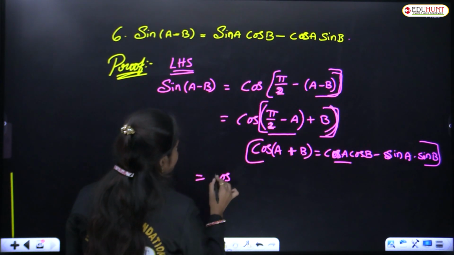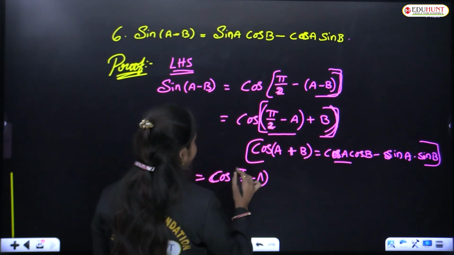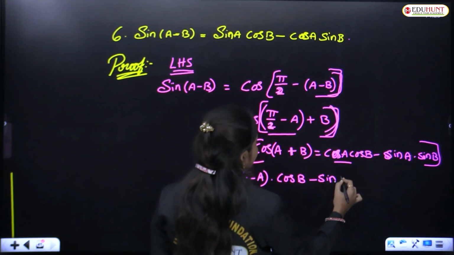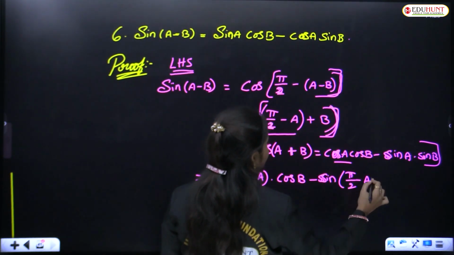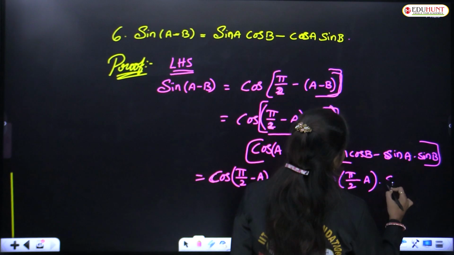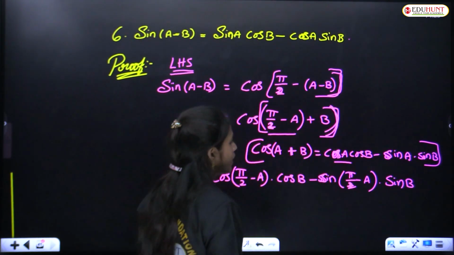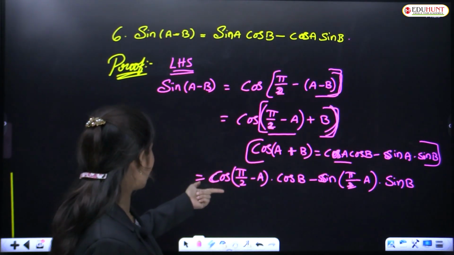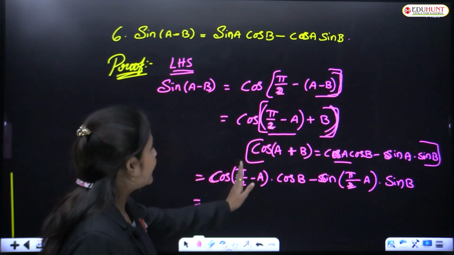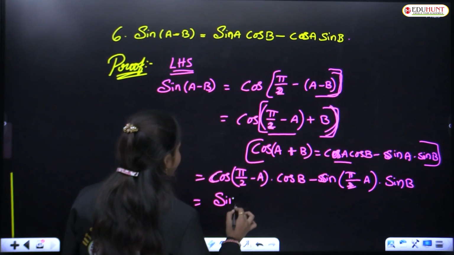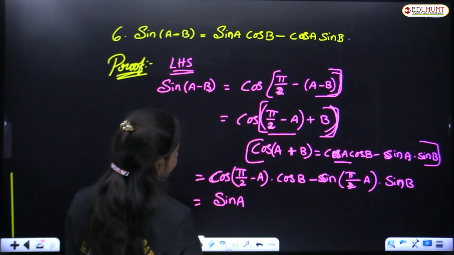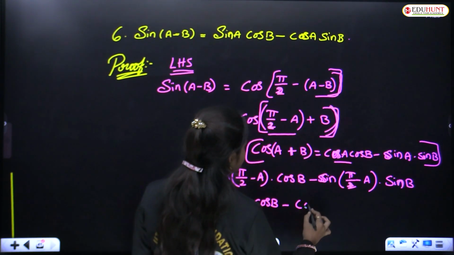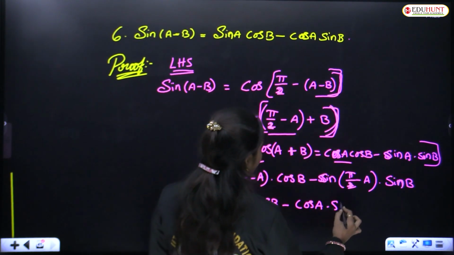Cos A means here cos of pi by 2 minus A, times cos B, minus sin of pi by 2 minus A times sin B. Cos of pi by 2 minus A, just like the previous one, equals cos of 90 minus A, which equals sin A. So it is sin A into cos B, minus sin of 90 minus theta, which is cos theta, so cos A, sin B.